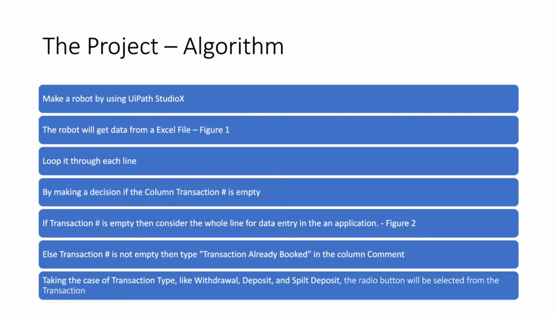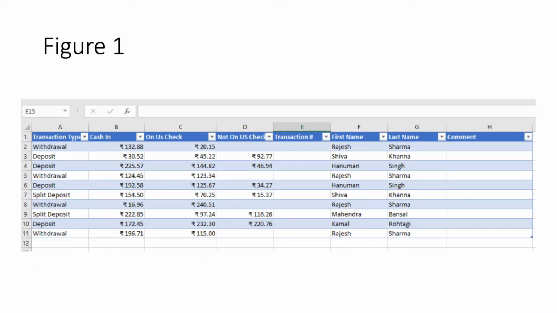So in case of my robot, we want to make a robot by using UiPath StudioX. The robot will get data from an Excel file. Let me show you the figure of the file. This is the file. The file has different columns. The column names are transaction type, cash in, on us check, not on us check, and then transaction, first name, last name, and a field for comment.